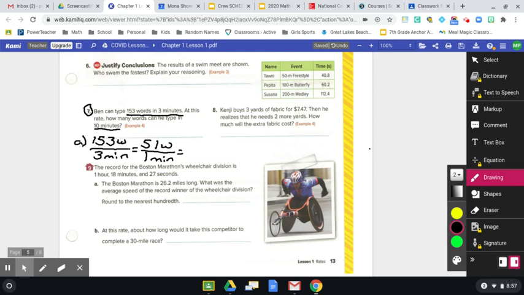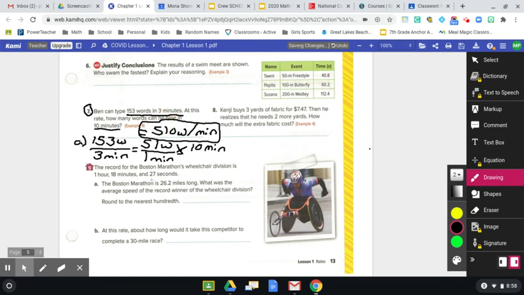Okay, well, we're not done because it's asking you, well, how many can you type in 10 minutes then? Okay, well, if I know he can type 51 words in 1 minute, wouldn't I want to take and multiply that by 10 minutes? And if I do 51 times 10, 510 words. Done. 2 parts to that problem there.